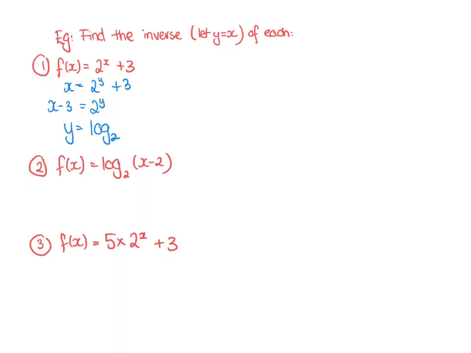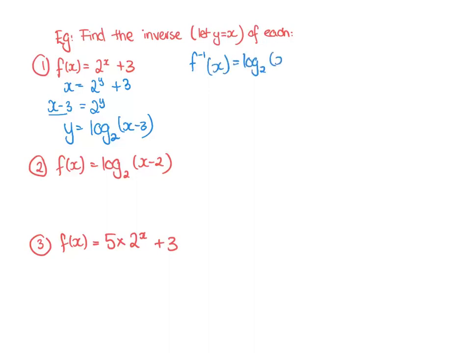Now, if they asked you to state the domain and range, you need to have a think about what this graph looks like. The asymptote's moved over to x equals 3, so we've got a graph like that. So the domain would be x greater than 3, up to infinity, and the range is all real numbers. So you go real numbers if you have to state that as well.